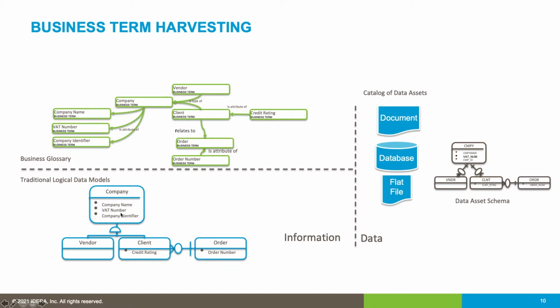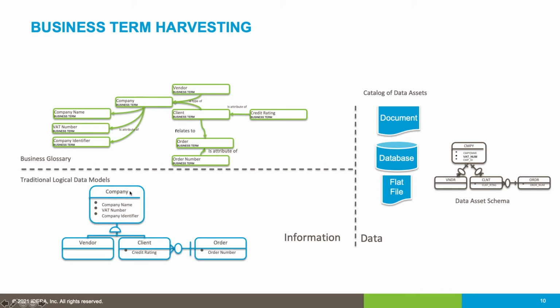Do I have a term called VAT number? Yes, I do. I found it over here. I will connect this attribute of this model to that existing business term. So the first step, it goes through and creates and maps, or maps to the existing terms. Now the next thing it does is to look at the relationships in the logical model. So we're trying to replicate the semantics in the logical model into our business glossary slash ontology.